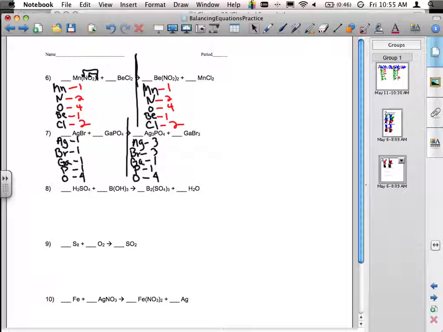Alright, number 7, we should see that the silver and the bromine are the only ones that are not balanced. I have 3 on my product side for both of them. So luckily they are together on the reactant side, so if I put a 3 out in front, I can change both of them to 3 and the rest of it gets balanced. You guys doing good? Awesome.